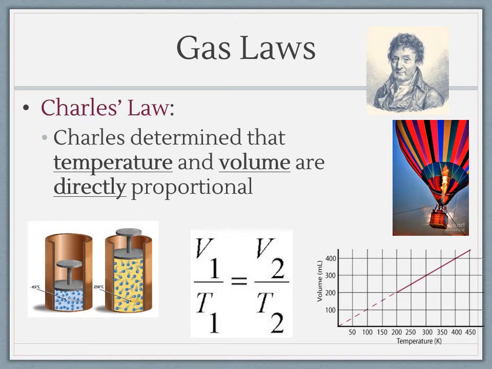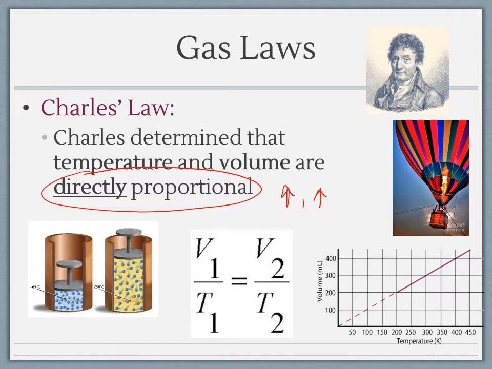Charles' law relates temperature and volume, and it finds that temperature and volume are directly proportional. And we can think of this like a hot air balloon. So before it turns on, the balloon is not blown up. But then when they turn the fire on, that increase in temperature causes the balloon to expand, because as the temperature goes up, the volume goes up. That is directly proportional. And so the formula is V1 over T1 equals V2 over T2.